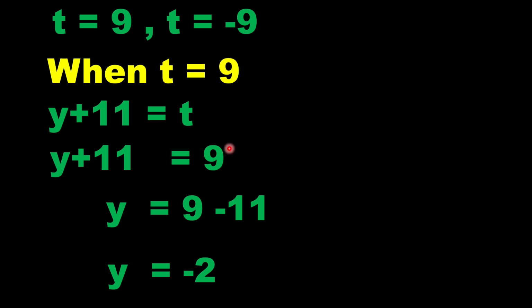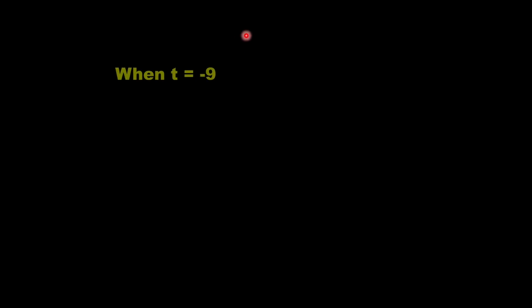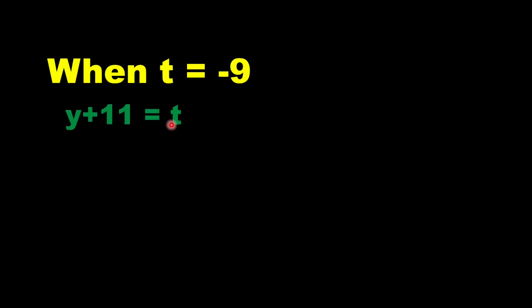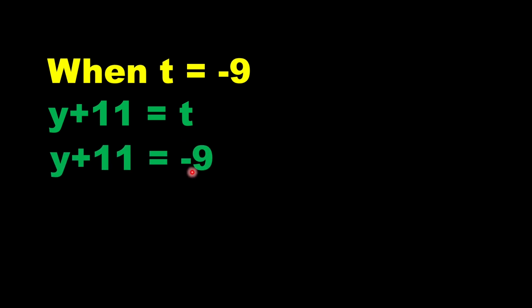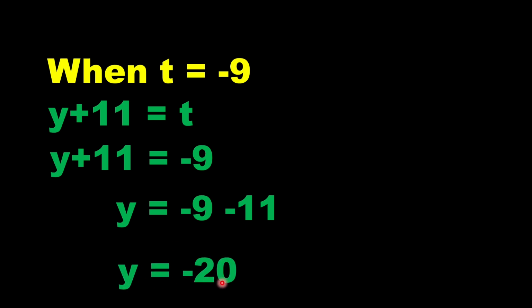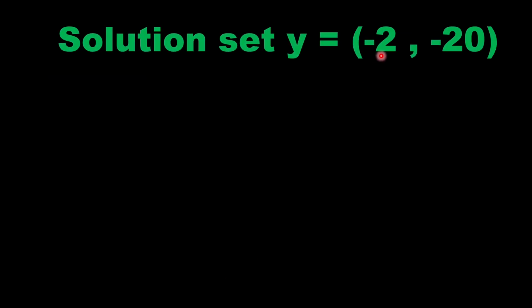Now we will check for the other value of y when t is equal to −9. When t is equal to −9, we will put it in this equation y + 11 = t. So here we will put −9, and now we will send this plus 11 to the other side of the equation. So it will become y = −9 − 11, and −9 − 11 equals −20. So y is equal to −20. Now we have two values of y, that is −2 and −20. This is the solution set, but before taking the final decision, let's verify these two values one by one.